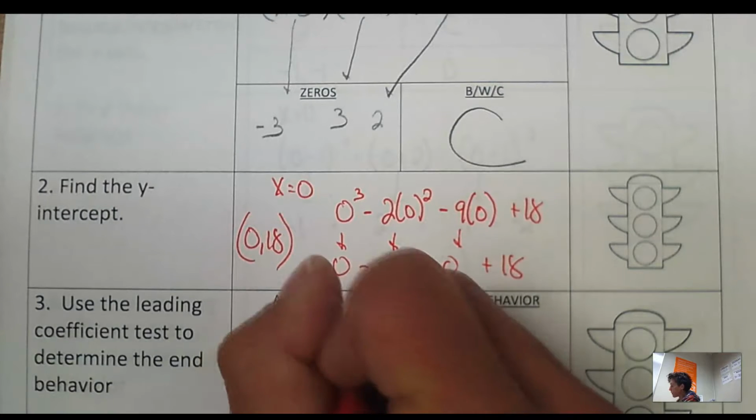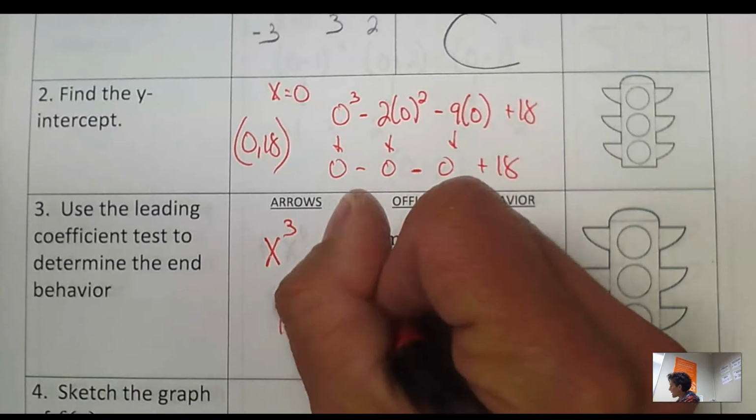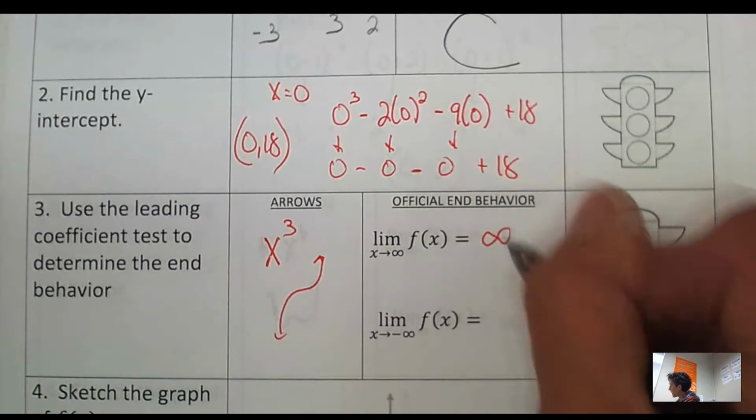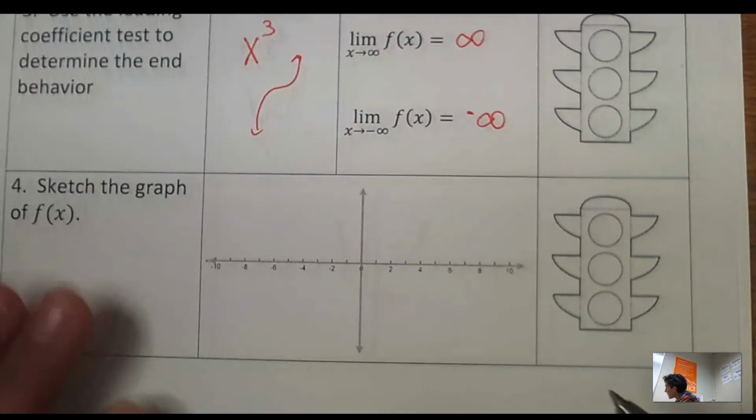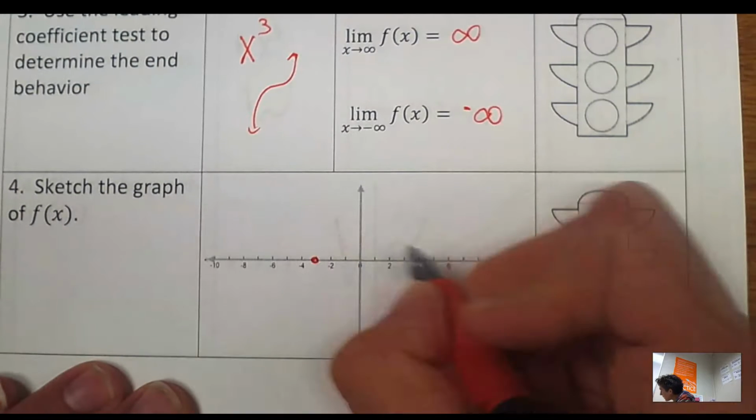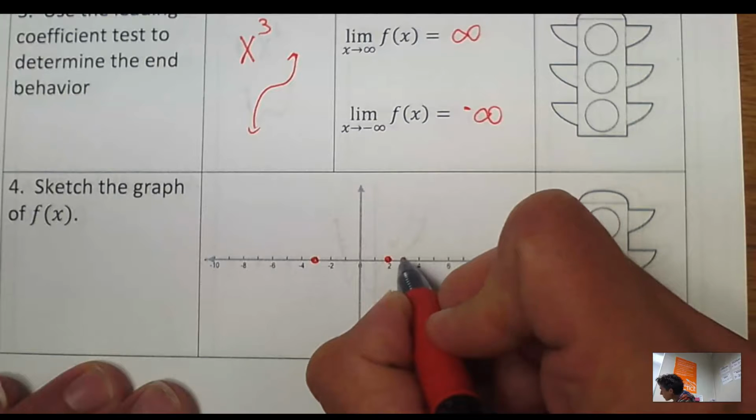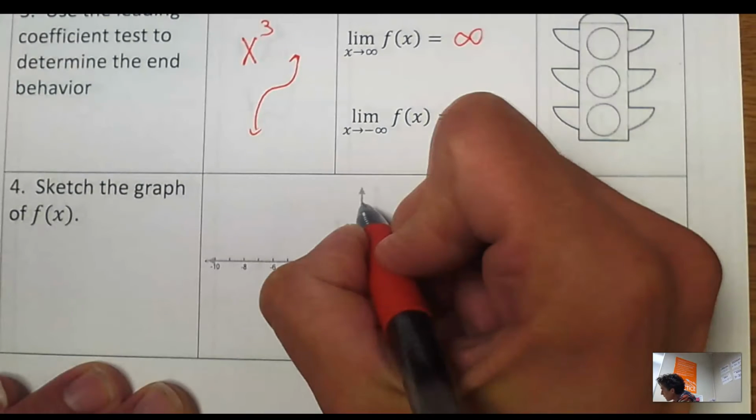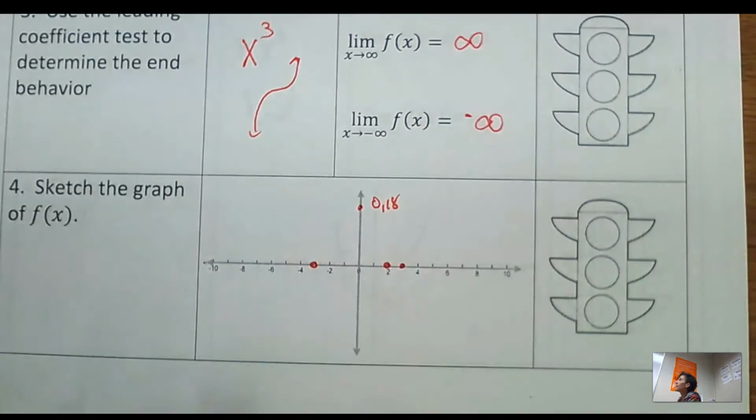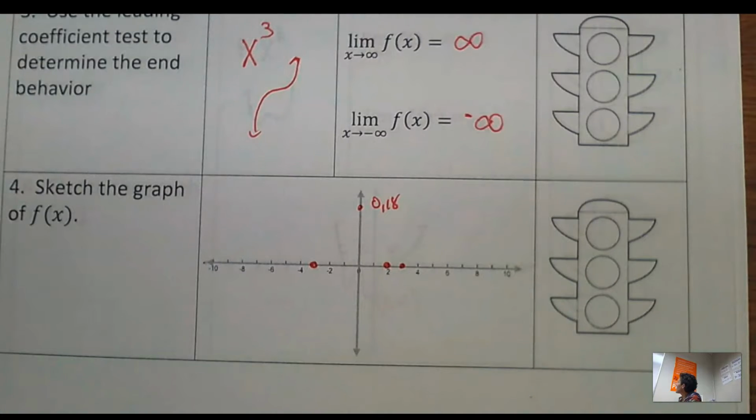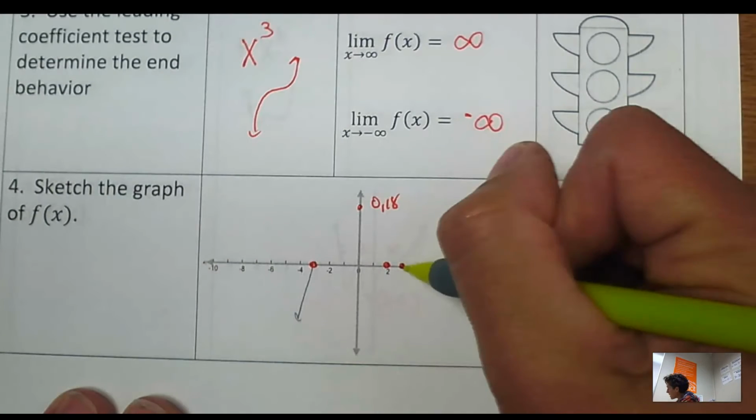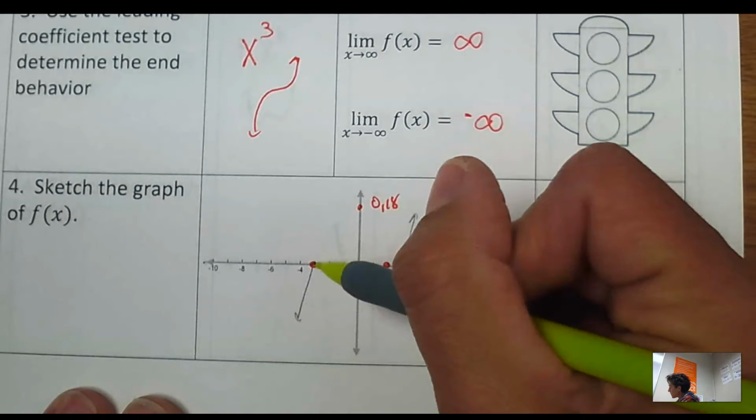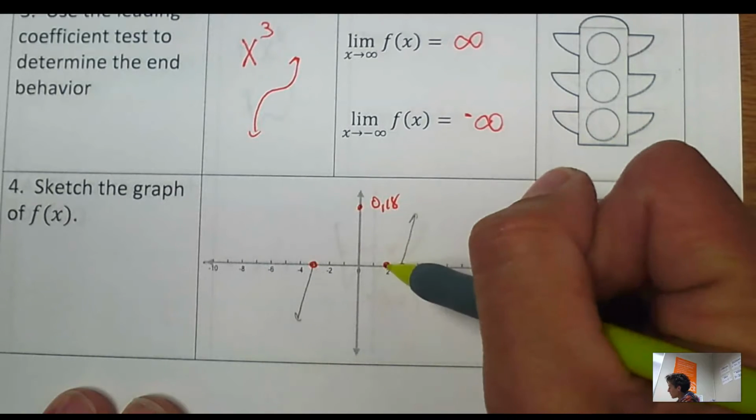This is an x cubed as my leading term, so it's a line going uphill, so it rises on the right, falls on the left, and then I'm going to come here and put a point at negative 3, at 2, and at 3. Here's my y-intercept of 0, 18. I like to draw in those end behaviors, so it's going to go down here and up here, and it's going to cross, go to here, cross, go to here.